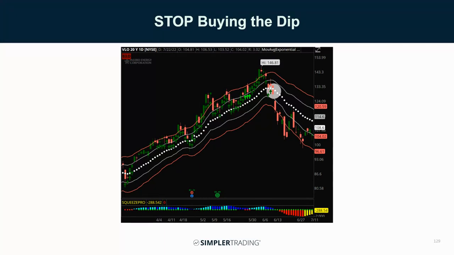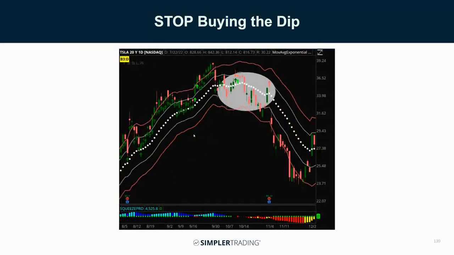No buy signal, no buying the dip. Right? Tesla, beast, buy the dip, huge rip, buy the dip, huge rip. Notice how the buy signal starts getting a little bit flaky. It's on, it's off, it's off, it's on, it's off, it's off, it's off. We should be nowhere near Tesla before this ever makes that big breakdown.